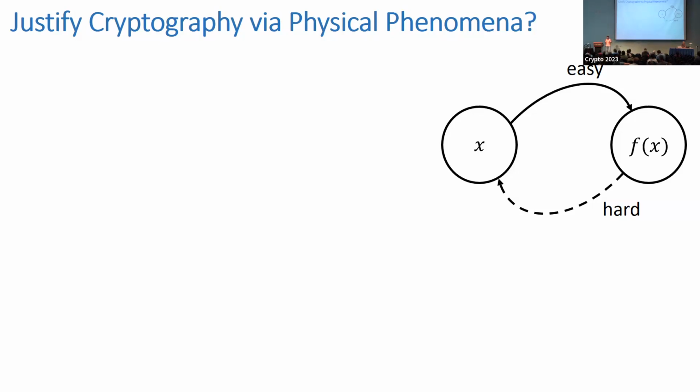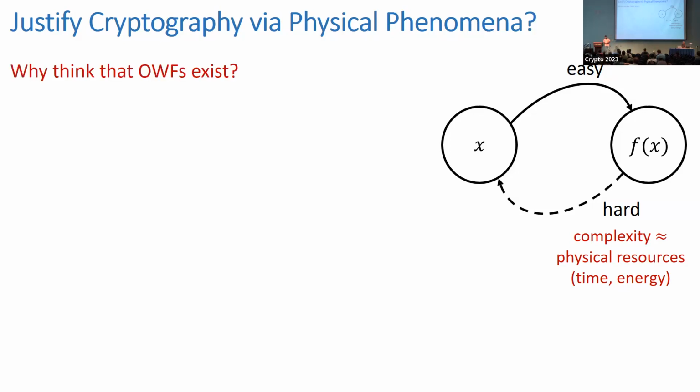But what do we mean by these notions of computational complexity? Well, these are supposed to somehow capture the amount of physical resources that are required, like time and energy, in order to perform this computational task. So how much time and energy do you need to compute, and how much do you need in order to invert? So why do we think that the one-way functions exist?